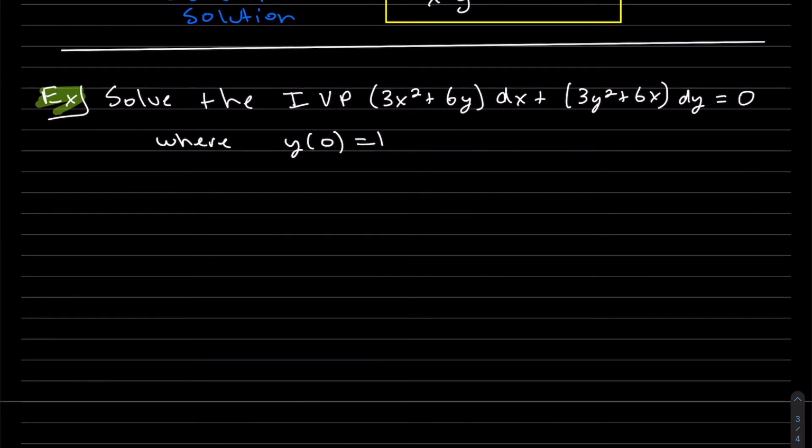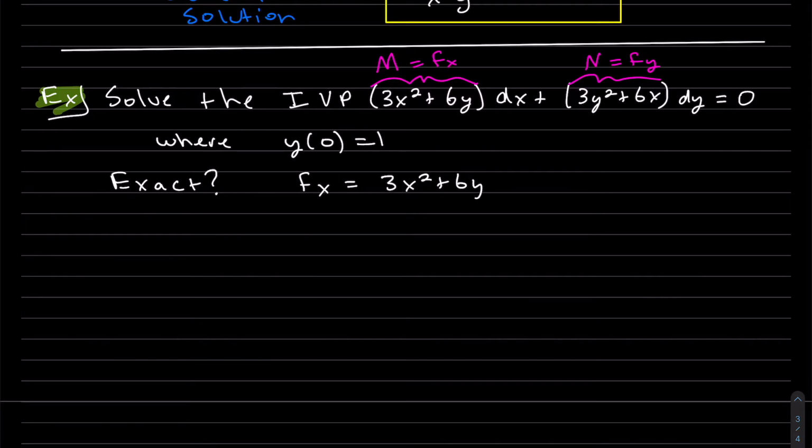Okay, so we're going to solve the initial value problem where y of 0 is 1. So we do it the same way. Is it exact? This is my M, which equals f of x. This is my N, which equals f of y. Again, I will be using both by the next video. f of x equals 3x squared plus 6y, and I'll state f of y, so it's alphabetical order, fx, fy, equals 3y squared plus 6x.